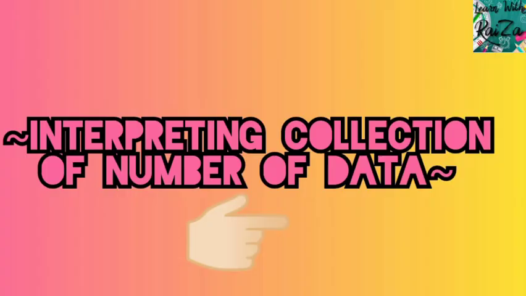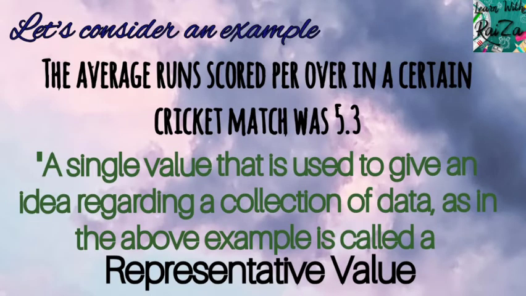So students, the next part of the lesson, data representation and interpretation, is interpreting a collection of numerical data. This part will teach you how to interpret the numerical data that you have collected. Let's see. Let's start with an example. The average runs scored per over in a certain cricket match was 5.3.